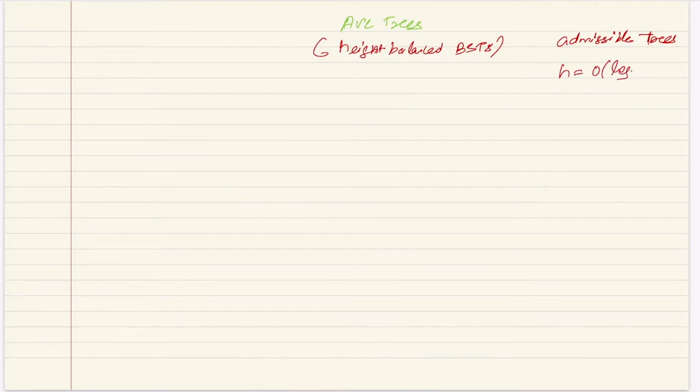Okay, so AVL trees, as we saw in the last lecture, are a class of height balanced binary search trees. They also have another name called admissible trees. So what is the objective? Finally, we want to ensure that while we are doing insert and delete, at every point of time, the height is maintained at order log n. So this is the objective.